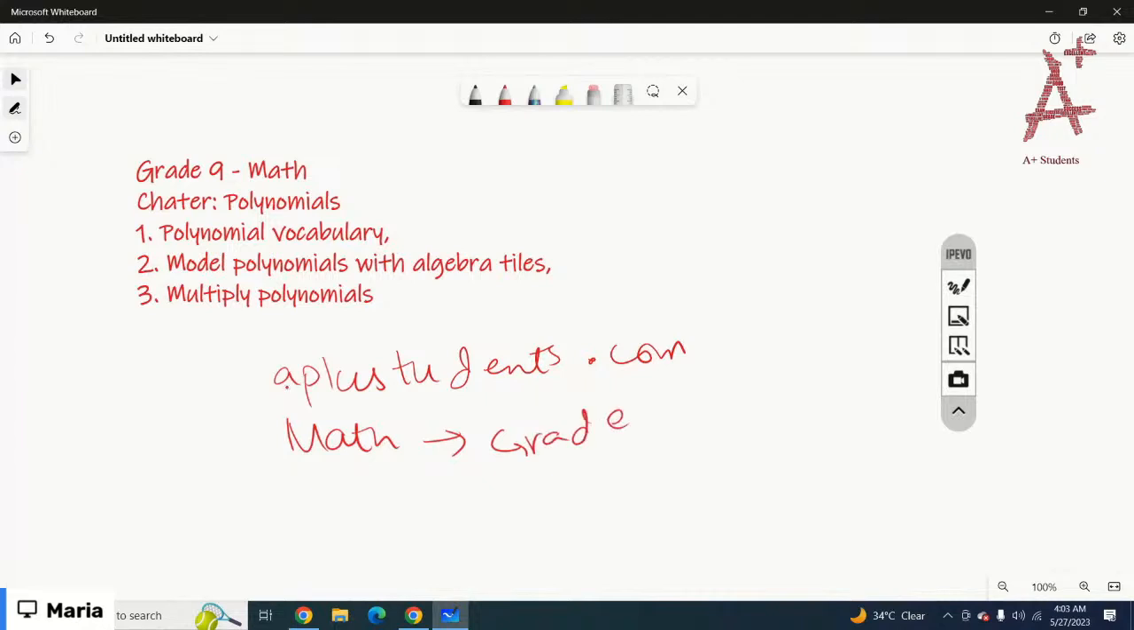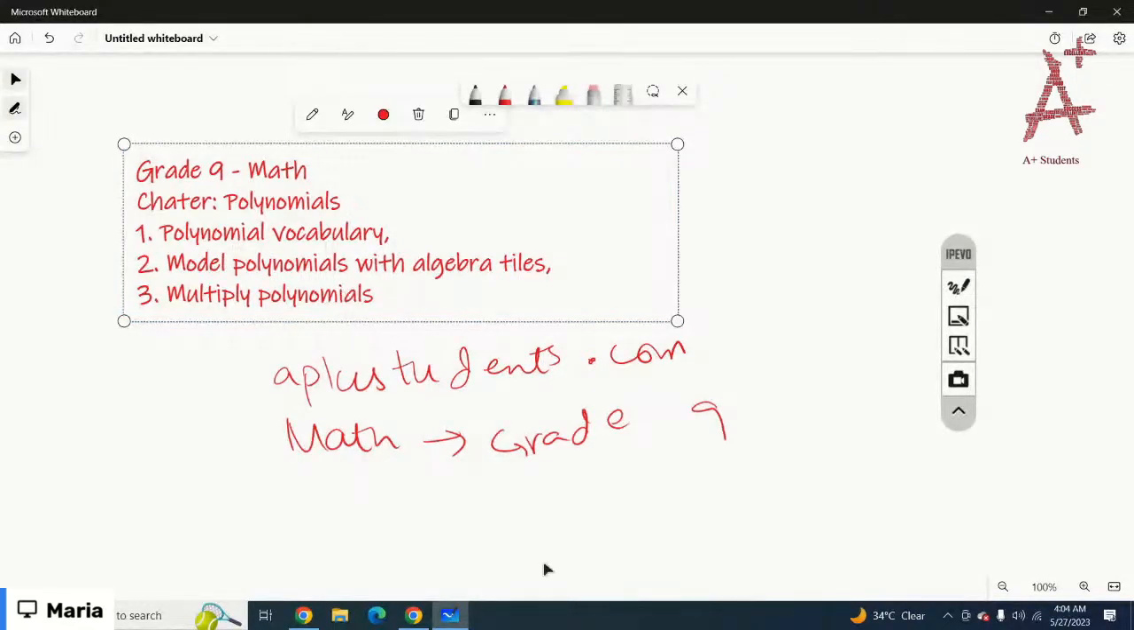We're going to start with the chapter polynomials, and the lessons we're going to cover today are polynomial vocabulary, model polynomials with algebra tiles, and multiply polynomials. So let's just start with the first lesson.